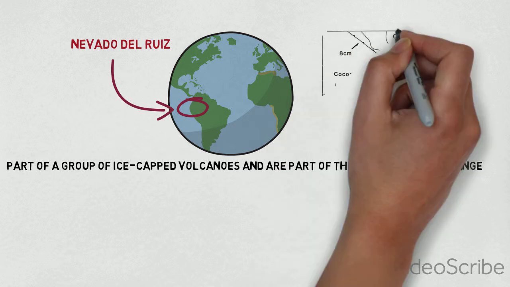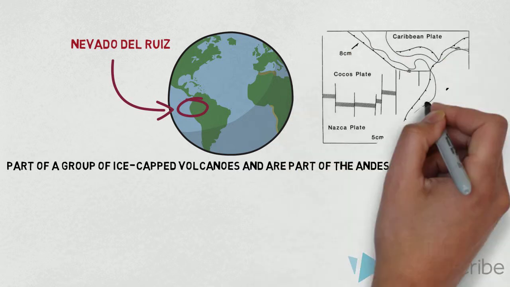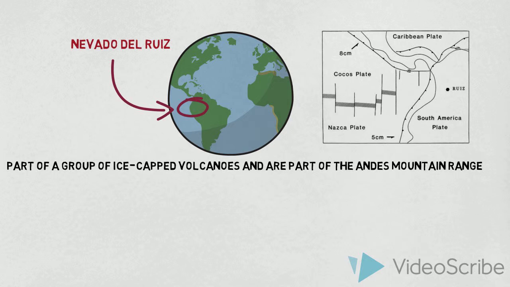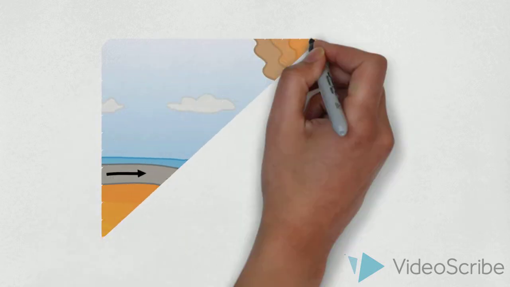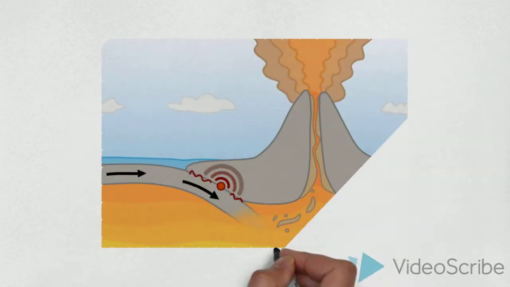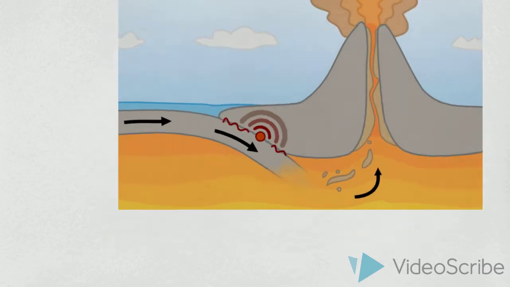Its location is where four plates intersect, as shown in this picture. The Caribbean, Cocos, South America, and Nazca plates all converge in the area close to the Nevado del Ruiz eruption. It is a spot that has a lot of subduction zone activity.